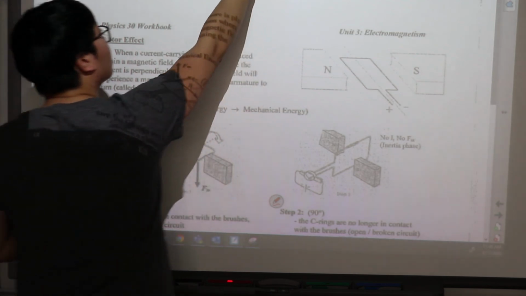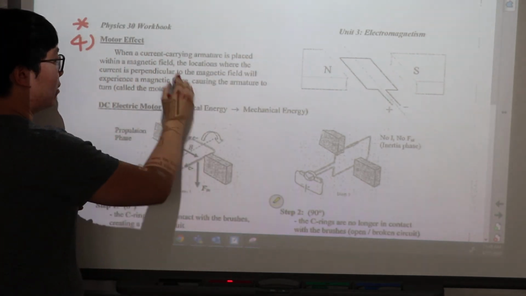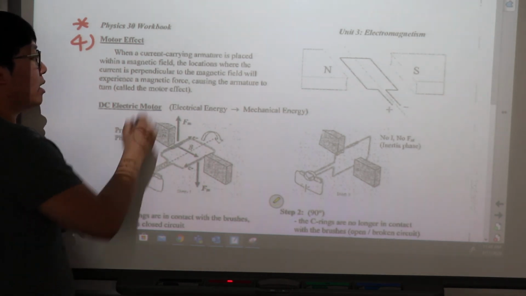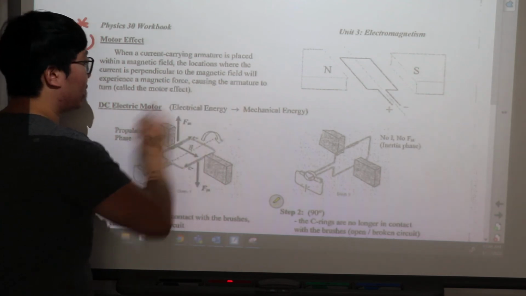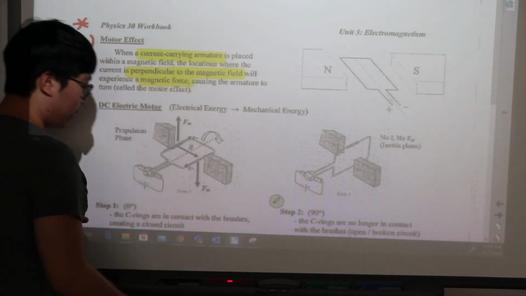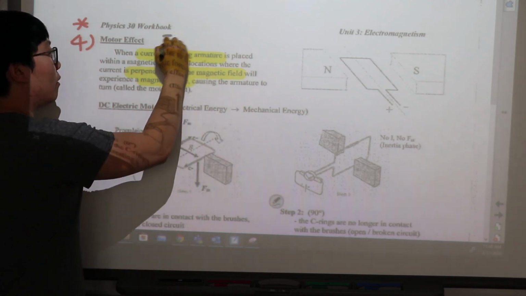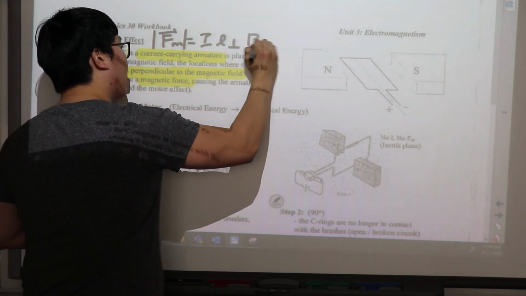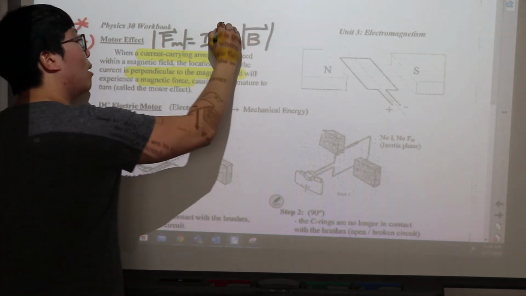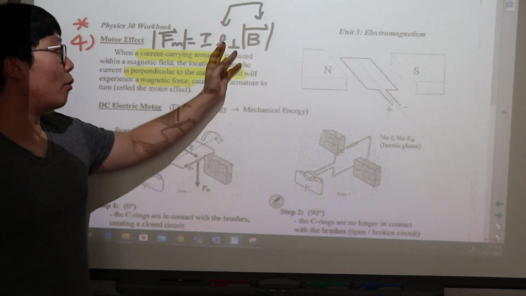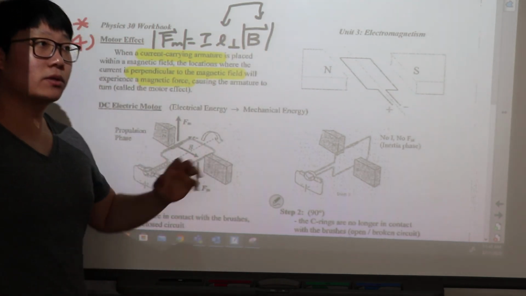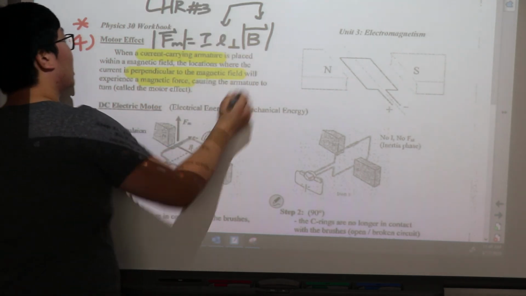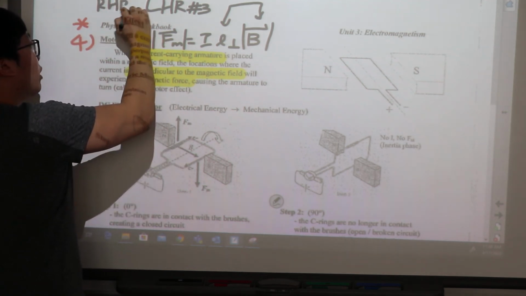So, when a current carrying armature is placed within a magnetic field, the location where the current is perpendicular to the magnetic field will experience magnetic force. So if you really want to know the Physics 30 components of it, this is what you need to remember. We're talking about perpendicular placement between the wire and the magnetic field. So basically this uses left hand rule number 3 or right hand rule number 3.